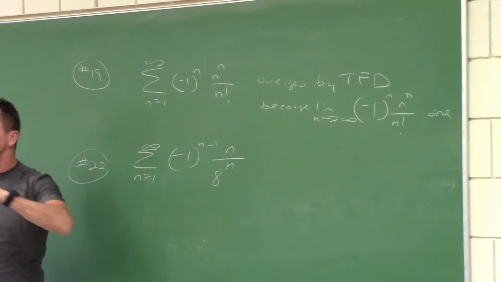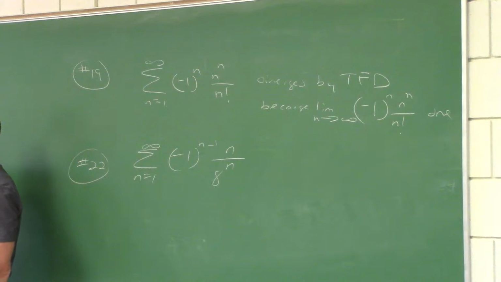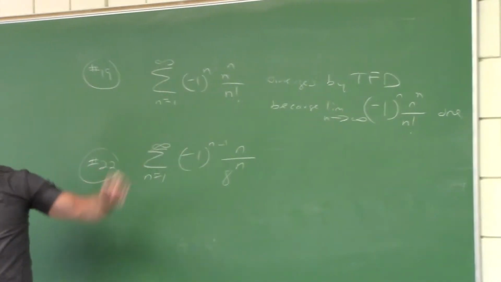So right away, do not write, oh, diverges by the alternating series test. It only shows convergence. But go right to the test for divergence.